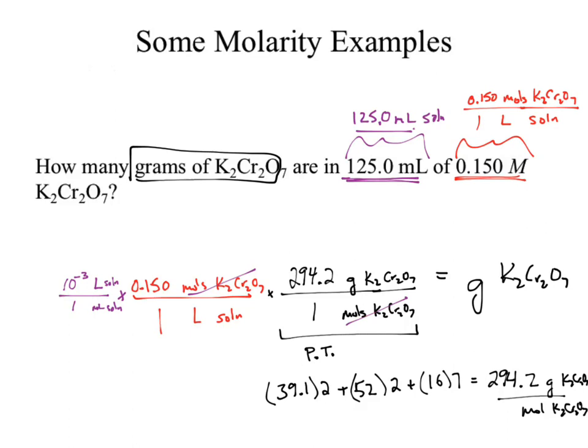What happens with our units? Well, liters of solution disappears. Awesome, I didn't want liters of solution. So now I have my answer? No, I still have milliliters of solution floating in there. What can I do to get rid of that? I now need milliliters of solution in the numerator so that that unit would cancel. Am I given milliliters of solution? Yes, 125.0. What shows up in the denominator? 1, because if I look at my given information, there's nothing in the denominator, which means it has to be 1.